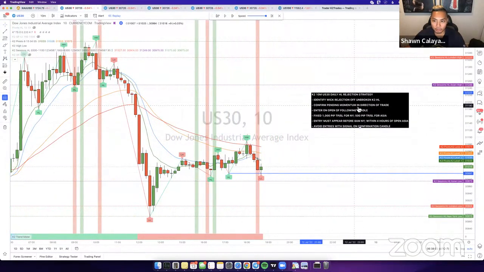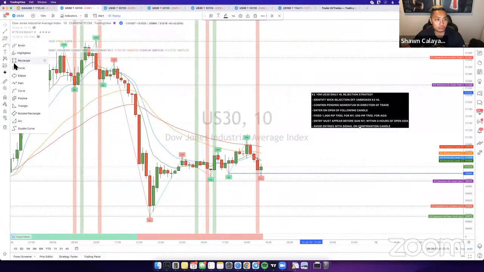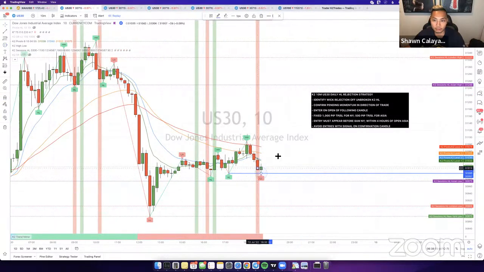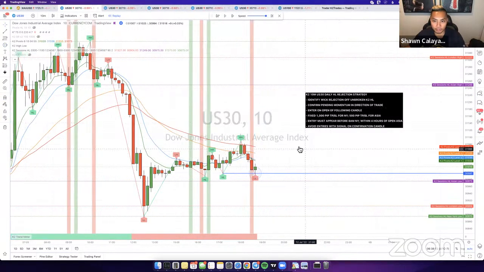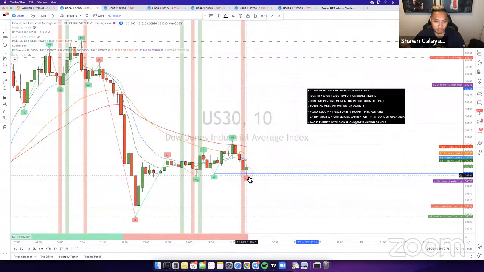Okay, so I'm looking for a wick rejection off an unbroken K2 high low. We have K2 high low right here. This wasn't broken before it rejected off it, right? So we have the wick rejection right over here. I'm confirming a pending momentum in the direction of the trade. Since I'm looking for a rejection on the bottom, I'm looking for a buy. We have a pending buy coming up next. So with that said, first and second requirements met.